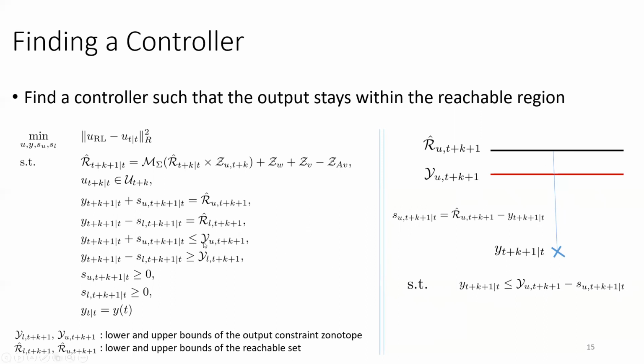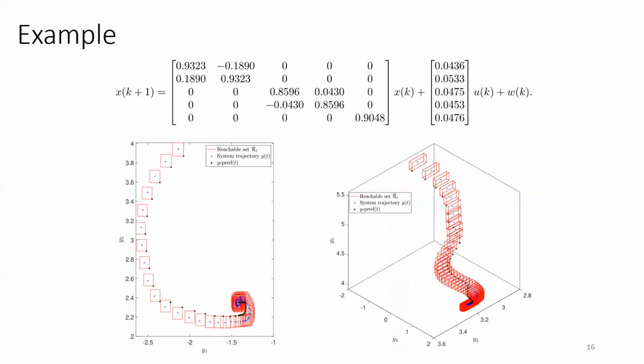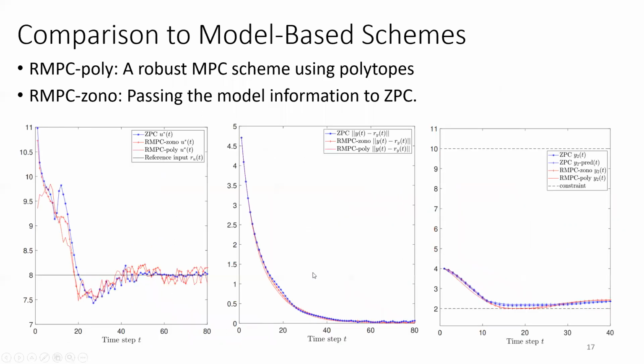By doing this, we guarantee that the true output still satisfies the constraint. If we don't have the slack variables and just say the output stays within the reachable region, we cannot guarantee that the true output satisfies the output constraints and the input constraints. That's why we have the slack variables. This is a system, and we have the simulated system and the reachable region; the true trajectory is within the reachable region as shown here.